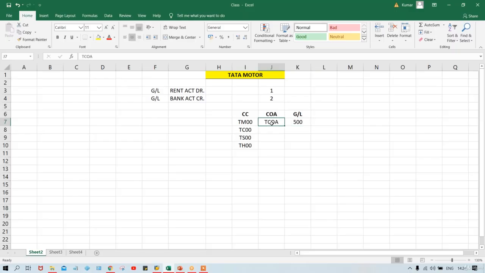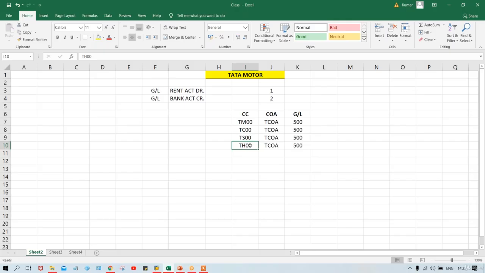Later on, during a rollout, the same chart of account is going to be assigned to each company code also. It means the 500 GL which we have created against this chart of account will be available for these. It means these 500 GL can be used by these company codes also.